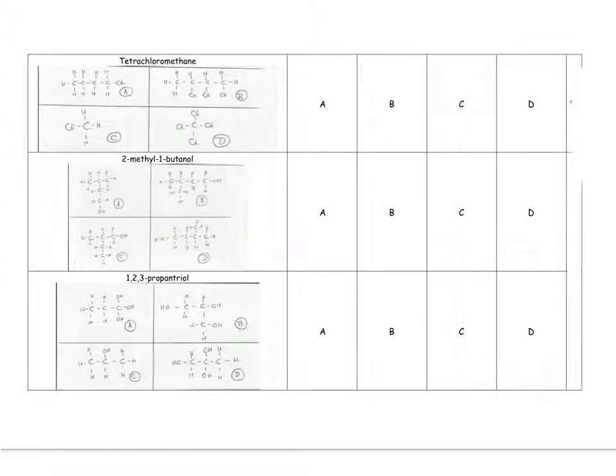Tetrachloromethane means it needs to have 4 chlorines on it. Methane means just 1 carbon. So D is your correct answer.